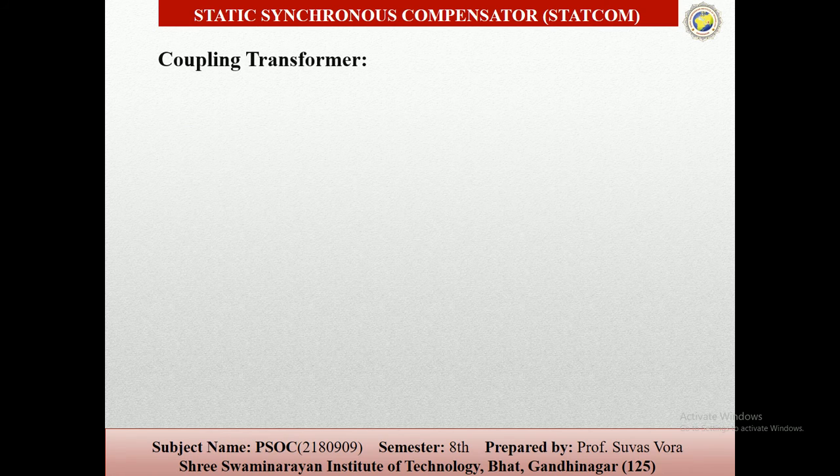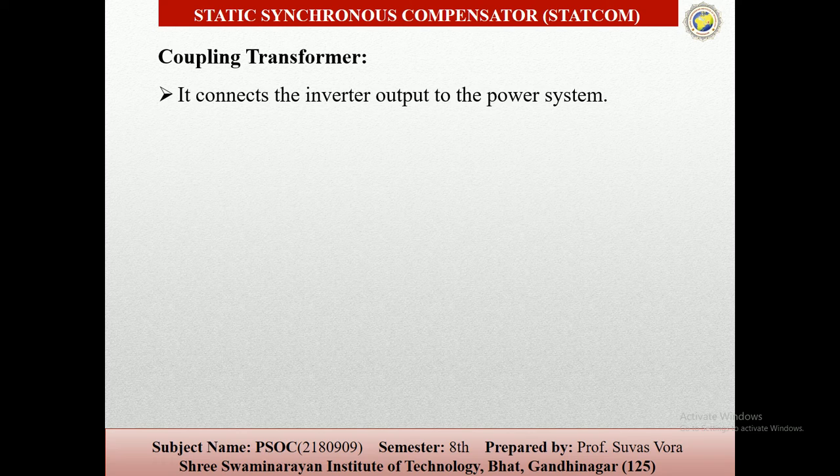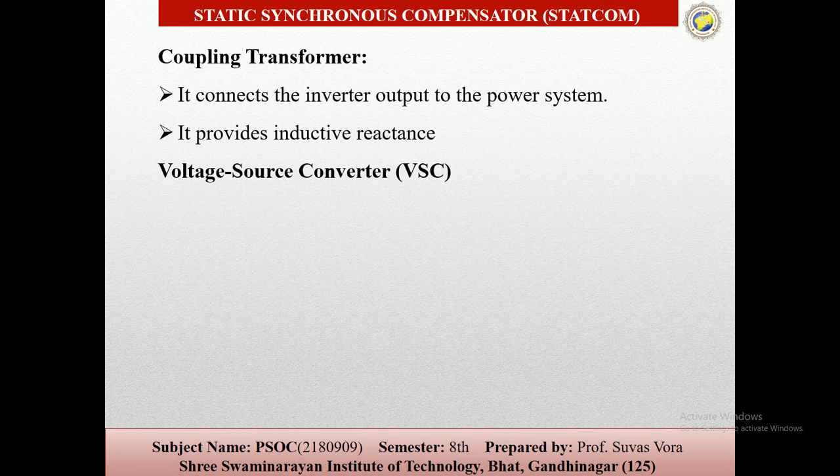So first one, the coupling transformer. It connects the inverter's output to the power system. It provides the inductive reactance. The next one is the voltage source converters.